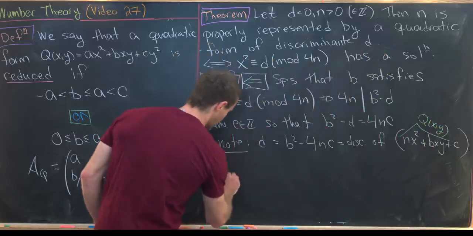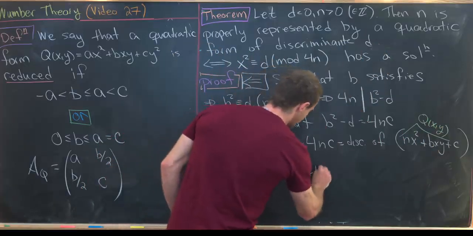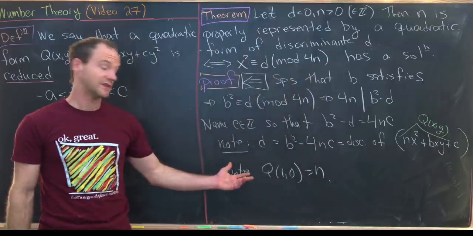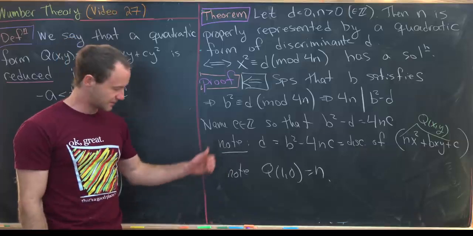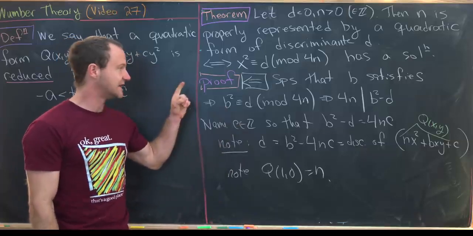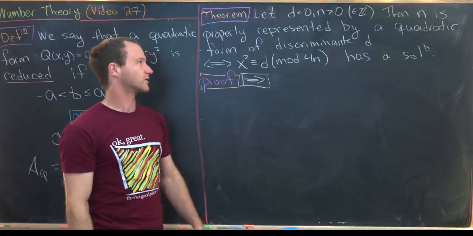And then another thing that we want to note is that Q evaluated at (1, 0) is equal to n. So that's exactly what we need for Q to represent n. So that finishes the proof of this reverse direction. Now we'll dive into the proof of the forward direction. So we're ready to look at the forward direction.